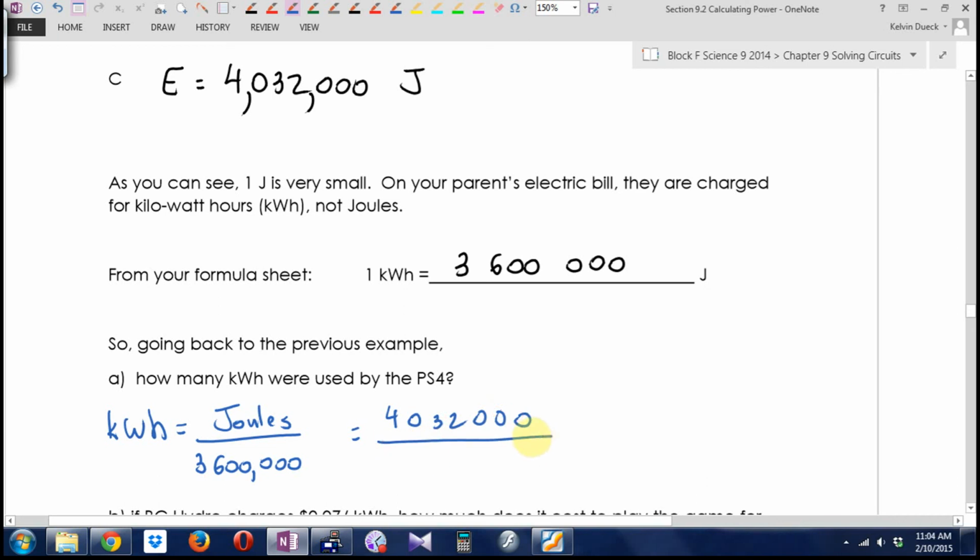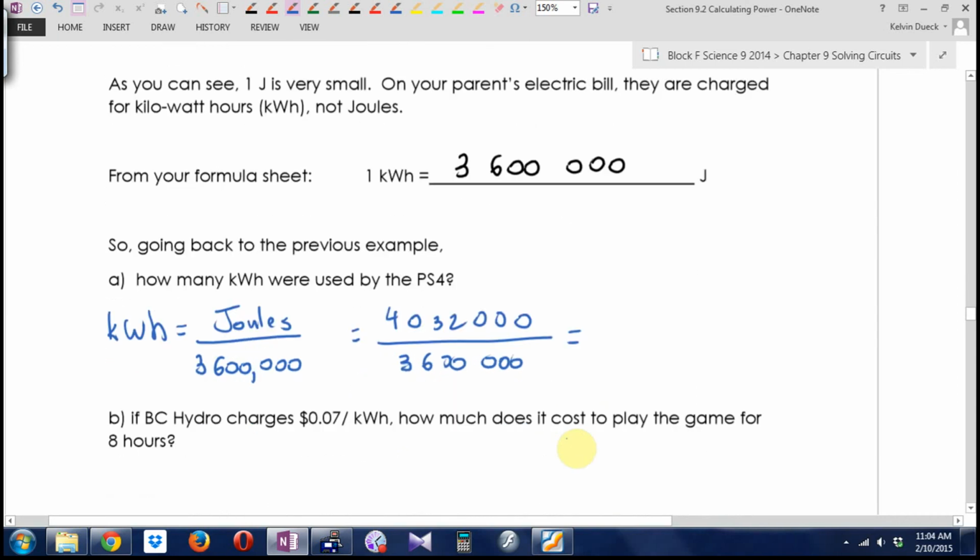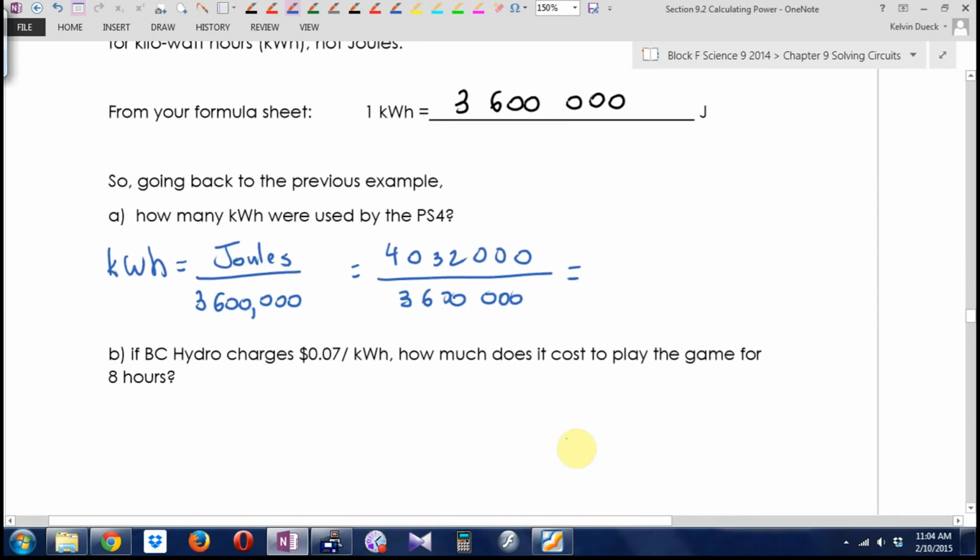So it's going to be 4,032,000. How many kilowatt hours? 1.12 kilowatt hours. kWh, with a capital W and lowercase h, is the abbreviation for kilowatt hours.